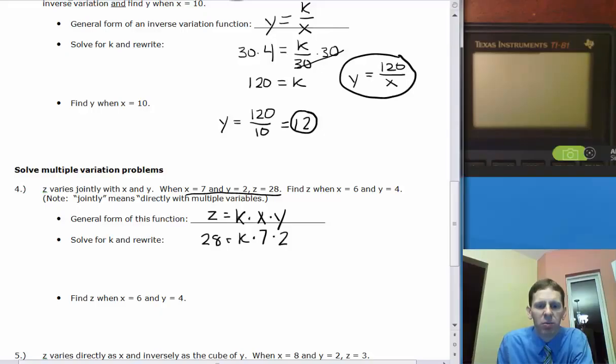You can multiply 7 times 2, that's 14. And then to get k by itself, obviously we'll divide both sides of the equation by 14. 28 divided by 14, that's equal to 2, and that's what k is equal to. We're going to rewrite our function by substituting 2 in place of k. So our equation is going to be z equals k, which is 2, xy.